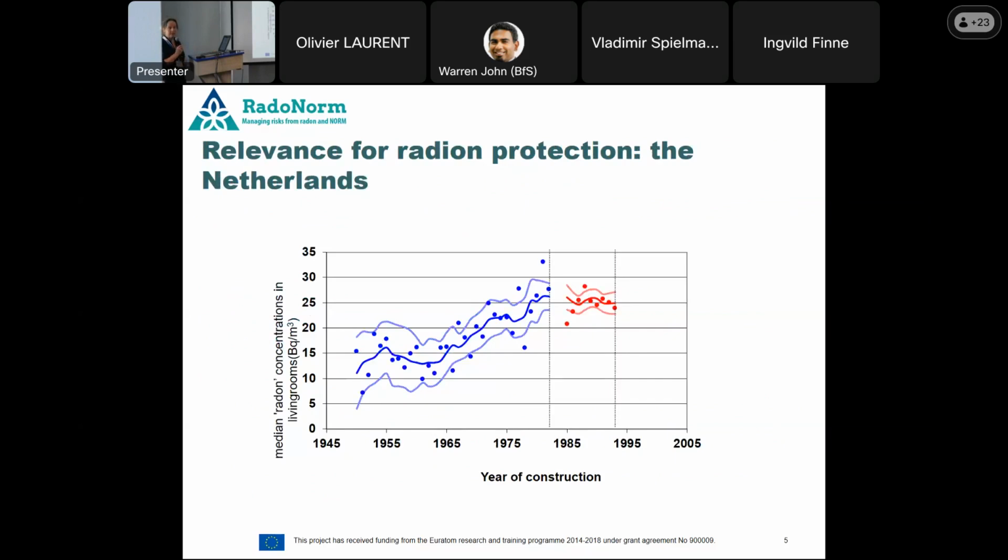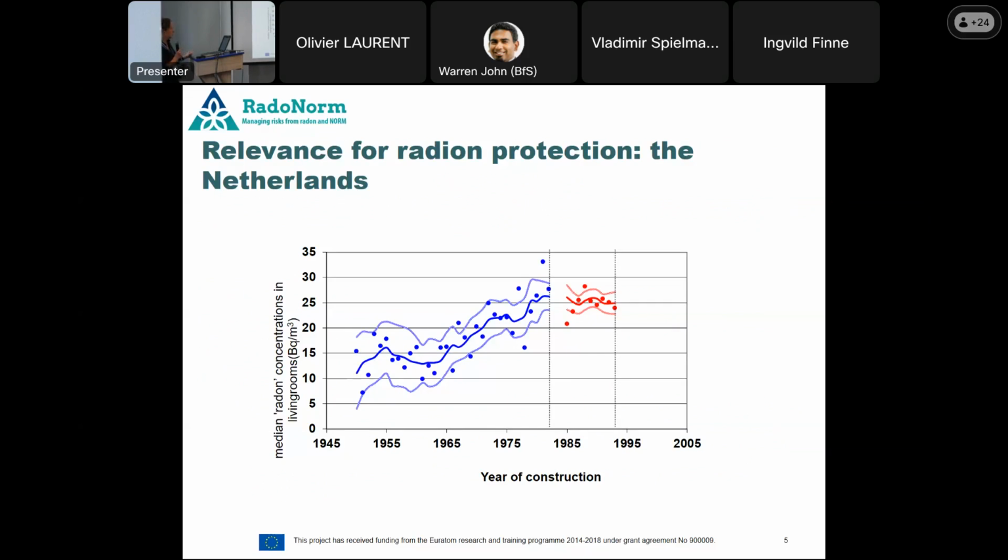Now, why is this relevant for radiation protection? This is a somewhat older example from the Netherlands, where some of you may wonder why we bother with radon at all, because concentrations are very low. But this shows the results of two different surveys conducted in the previous century, where we were looking at radon concentrations as a function of the year of construction.